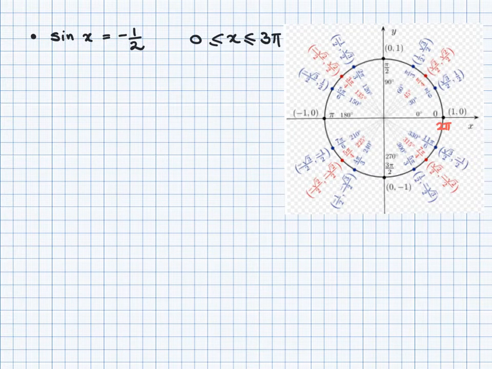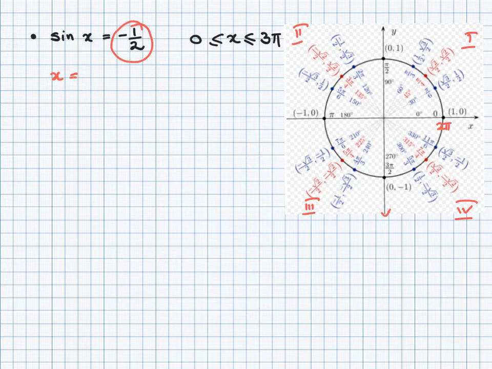So sine x is equal to negative half. We are looking for the value of x when sine of that x is equal to negative half. We already know that sine is the y coordinate, and y is negative in the third and fourth quadrant. So I'm going to go like this: third, fourth quadrant. This one is the first one and second one.